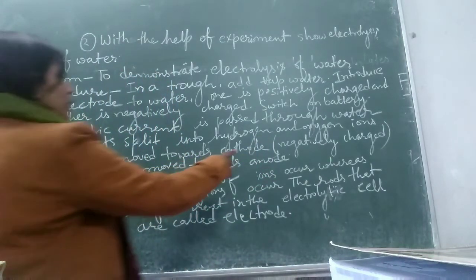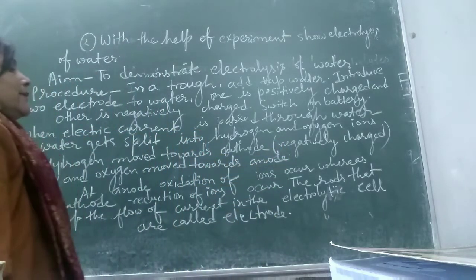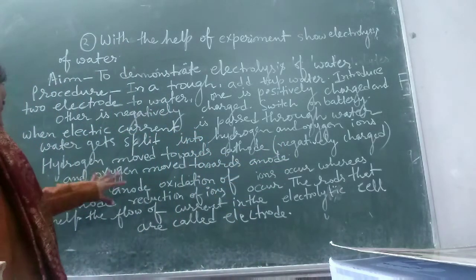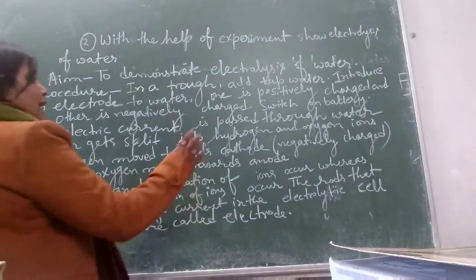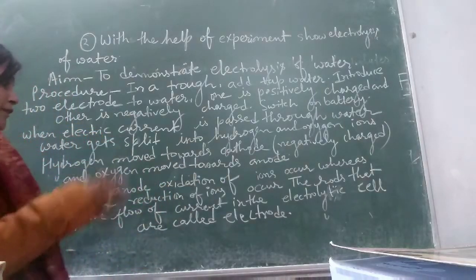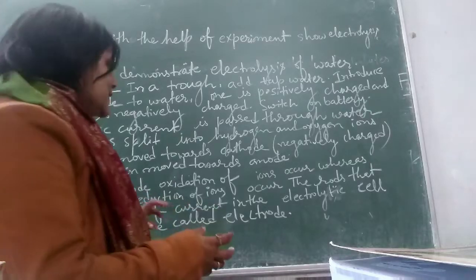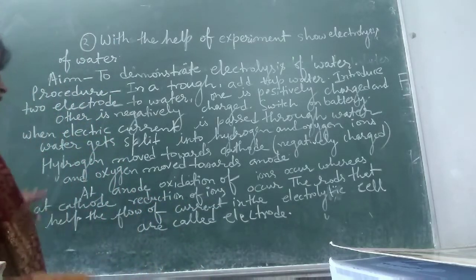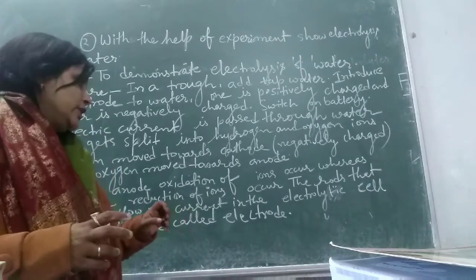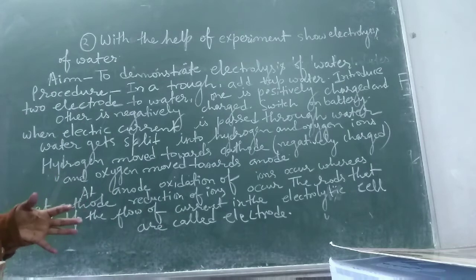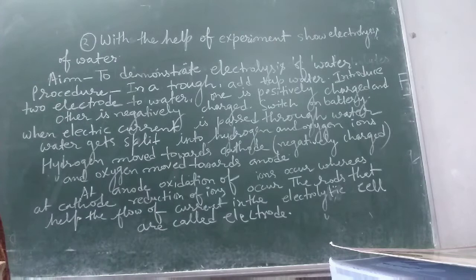And at the cathode, hydrogen gas is deposited, and at the anode, oxygen gas is deposited. At the anode, oxidation of ions occurs due to the addition of oxygen. Oxidation means addition of oxygen. And at the cathode, reduction of ions occurs. Reduction means addition of hydrogen or removal of oxygen. In this way, the electrolysis of water takes place.